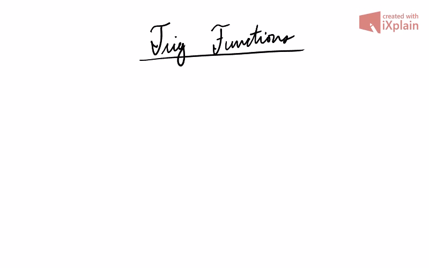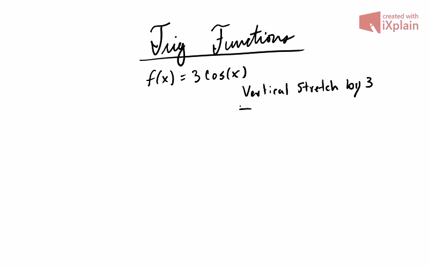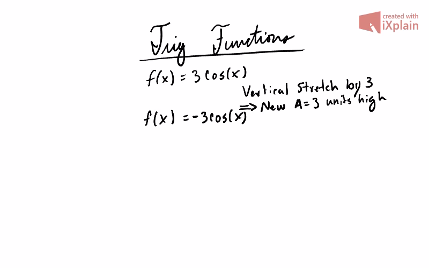So we did a function of f(x) equal to 3 times cosine x last time. So this tells me that it has a vertical stretch by a factor of 3, and this makes a new amplitude equal to 3 units high. Now, let's look at another one where we have f(x) equals negative 3 cosine of x plus 1.